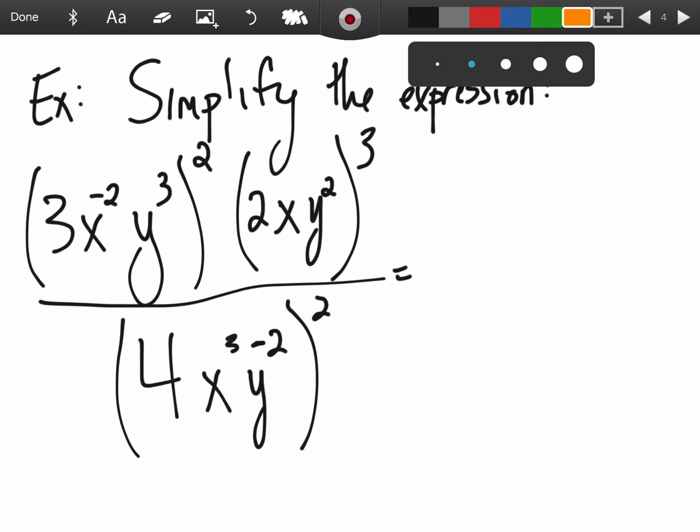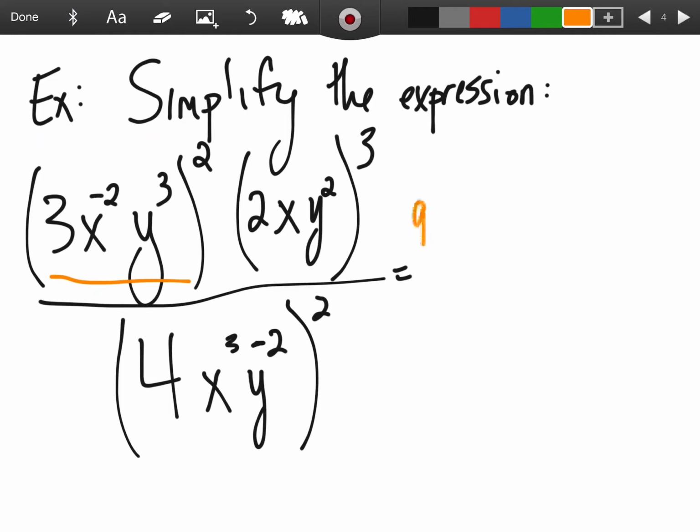All right, so starting off, I can see that everything inside of the parentheses is to the power of 2, so I need to square everything inside of the parentheses. So 3 squared gives me 9. x to the negative 2 squared, that's negative 2 times 2, which is x to the negative 4th. And then we have y to the 6th. And we're going to multiply that times 2 cubed, which is 8. x cubed is obviously just x cubed. And then y squared cubed is y to the 6th.